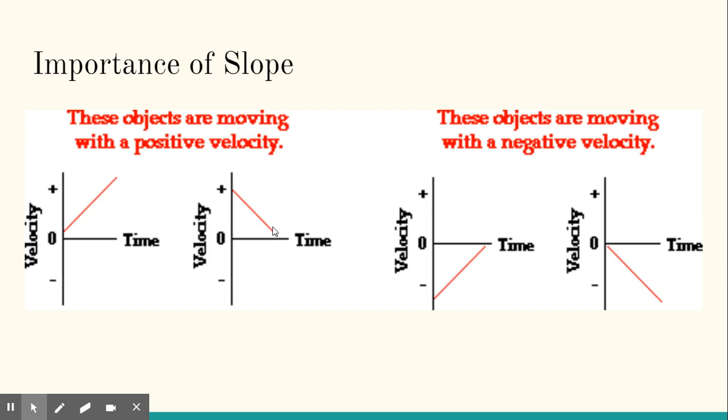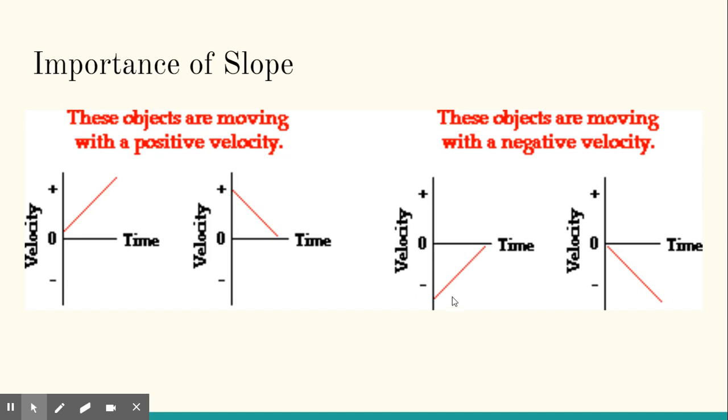So if we are just moving left to right, say you were a runner moving left to right, in this scenario, they're moving rightward. In this scenario, they're also moving rightward, but they are decreasing their velocity. However, they are still moving in the positive direction, so they have a positive velocity.